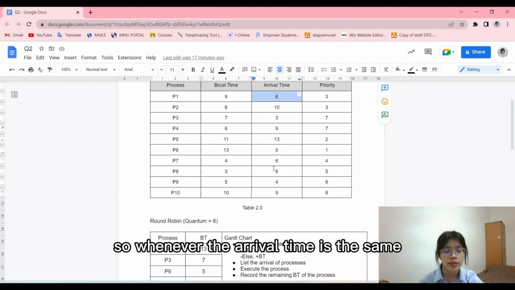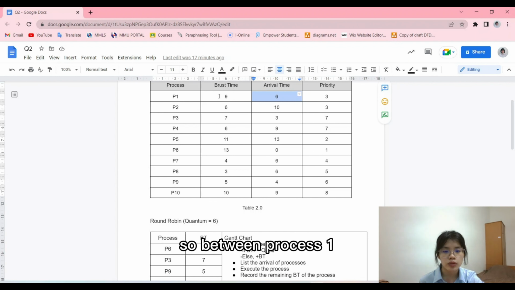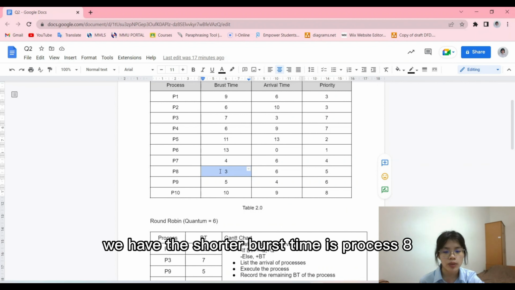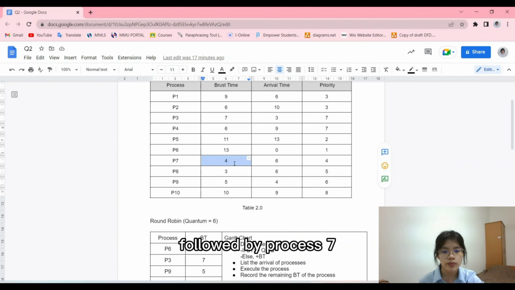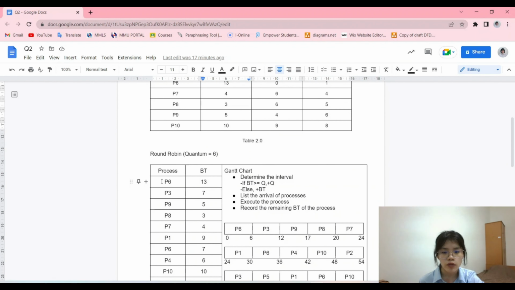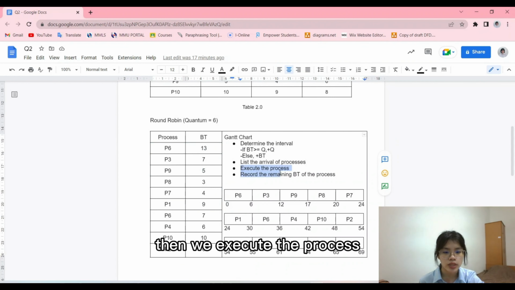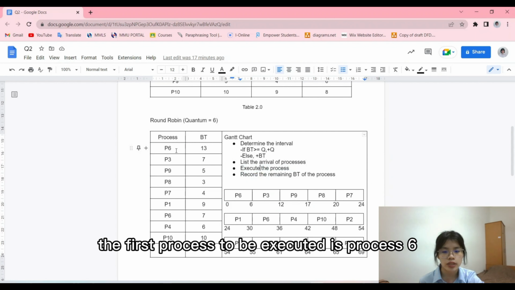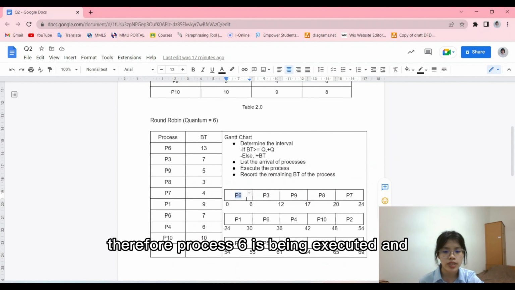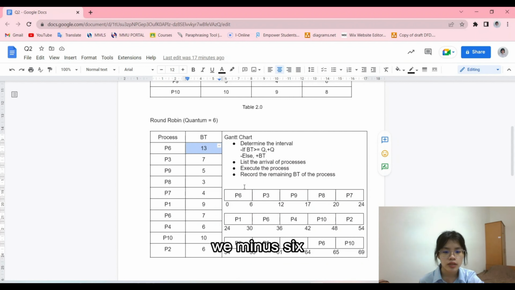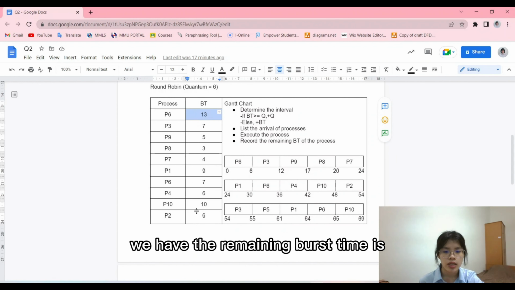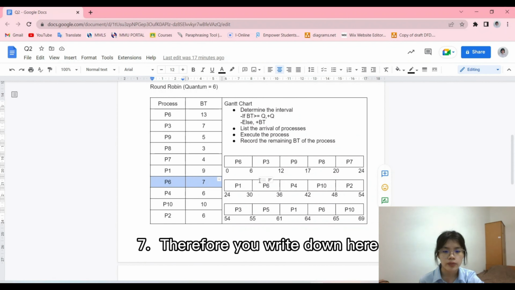Whenever the arrival time is the same, we must first write down who has the shorter burst time. Between process 1, process 7, and process 8, the shortest burst time is process 8, followed by process 7, and then process 1. Therefore, we write out all the processes and the burst times here. Then we execute the process. The first process to be executed is process 6. Process 6 is executed, and the burst time 13 minus 6, we have the remaining burst time 7. Therefore, we write it down here.